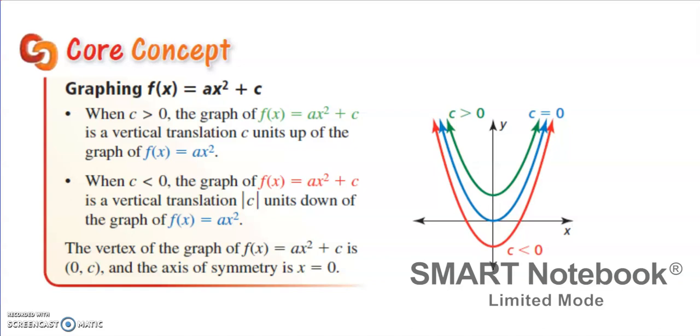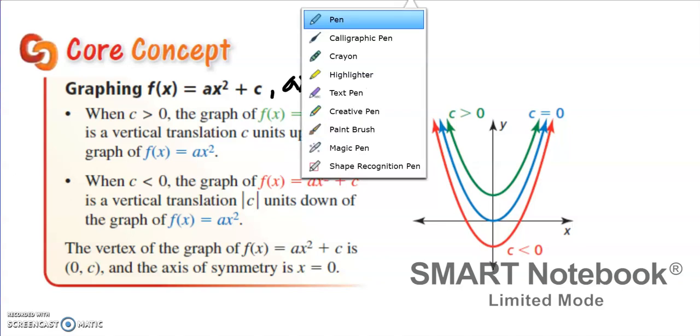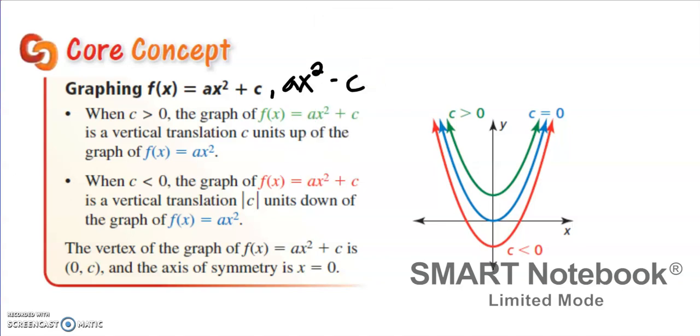So when we talk about graphing these functions, f of x is equal to ax squared plus c, and again, we are also going to see ax squared minus c. There's two things that happen. So let me switch to my highlighter real quick. So if we are looking at f of x is equal to ax squared plus c, all this really is a shift vertically up c amount of units.